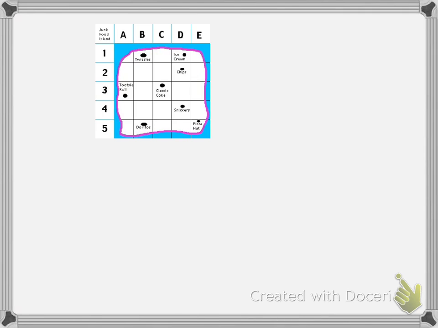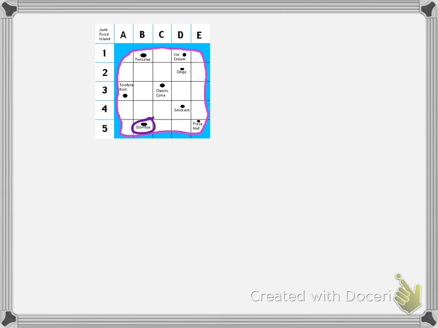All right, so let's look at this map here. It's a map of an island and where I can find a whole bunch of yummy different types of junk food on this island. Well, I love me some Doritos. So I need you to tell me, where on this island can I find Doritos? So we're going to go over here. That's where the Doritos are.